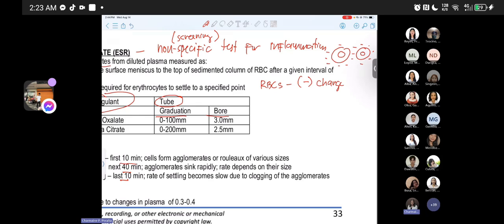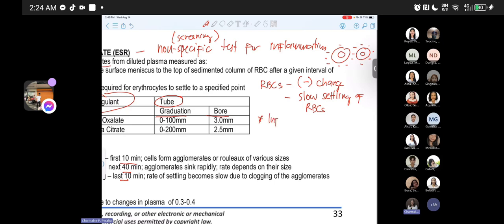Kaya during cross-matching, gumagamit tayo ng enhancers such as LISS and albumin to reduce the zeta potential or to reduce the negative charge. Para if merong antibody-antigen complex, magkakaroon ng agglutination. Ano ang kinalaman ng ESR doon? So ang RBCs, negative charge. So since merong negative charge, magkakaroon ng slow settling of RBCs. So ang ESR, di ba 1 hour yan?